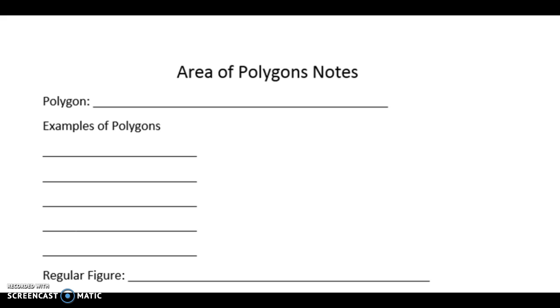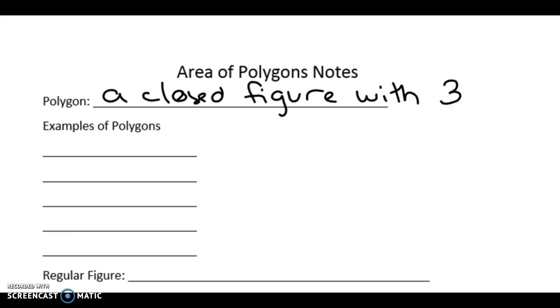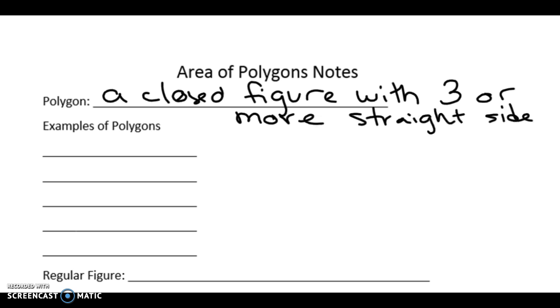Area of polygons notes. Okay, first we're talking about a polygon. A polygon is a closed figure with 3 or more straight sides. So some of your polygons that you know would be a triangle, and that includes all the types of triangles: right angle or right triangles, scalene triangles, isosceles, equilateral, all of those kinds of triangles.